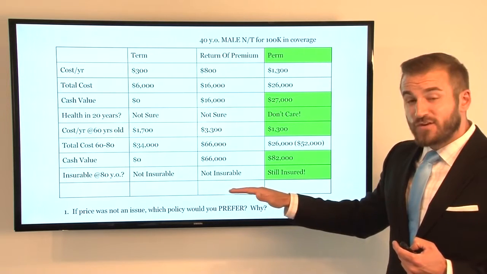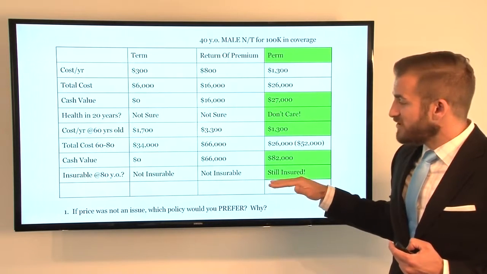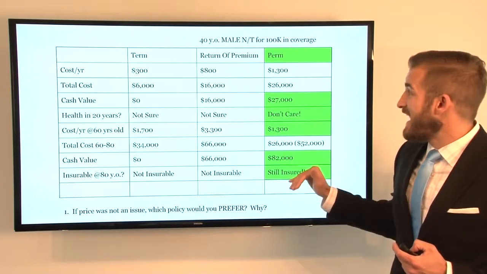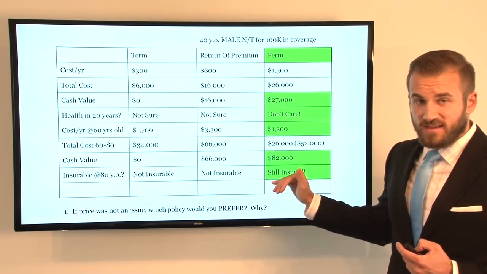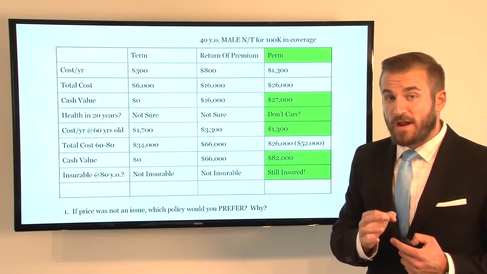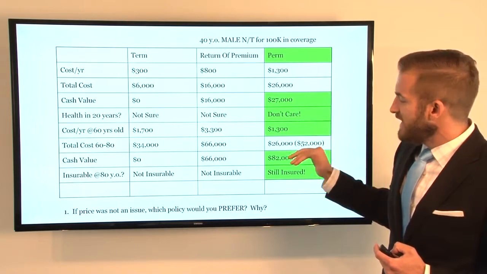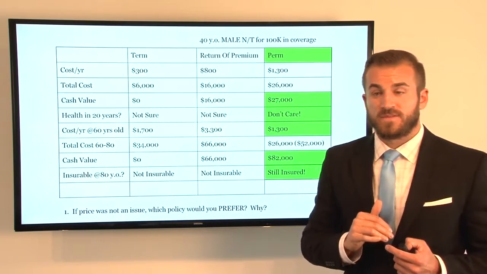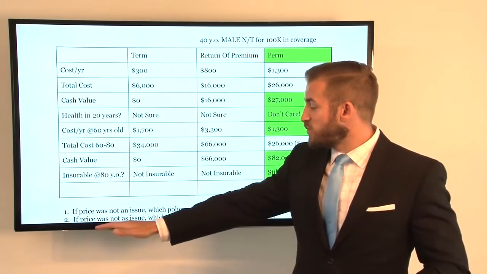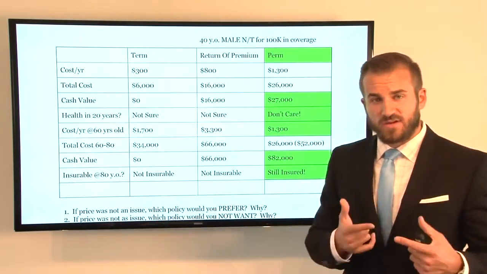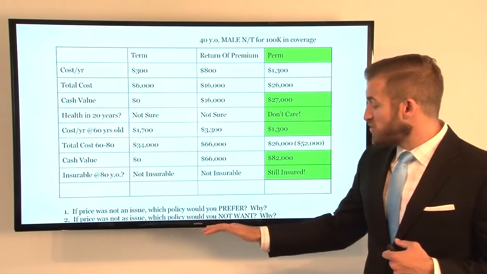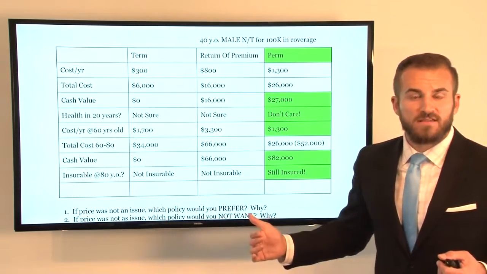The fact is, a lot of your customers will not say that they're still insured at age 80, or at least they have a death benefit on this side. The fact is, your customer will focus primarily on the benefits to them: cash value, the health, cost, and again, the cash value. So then I want to ask them, if price was not an issue again, which again gets rid of the objection of price, which policy would you not want and why?